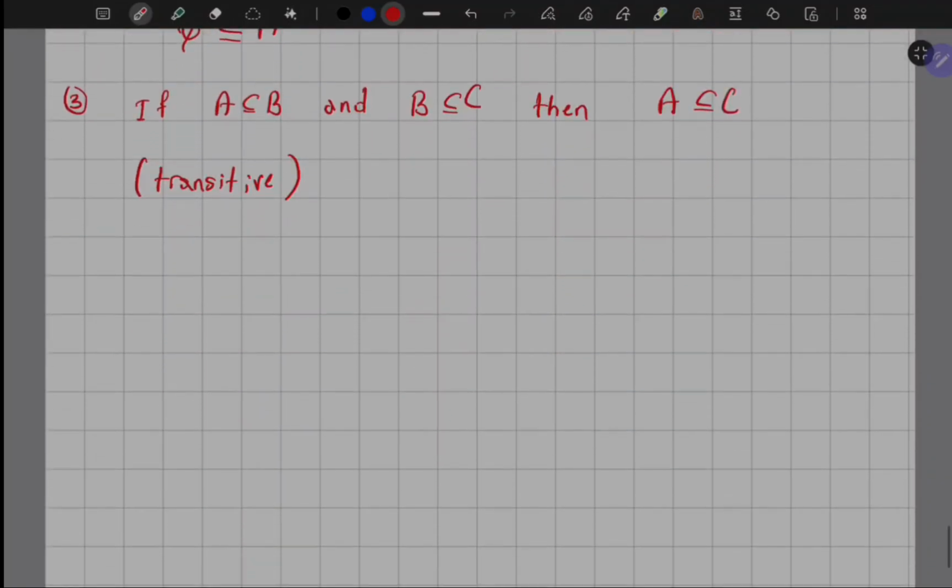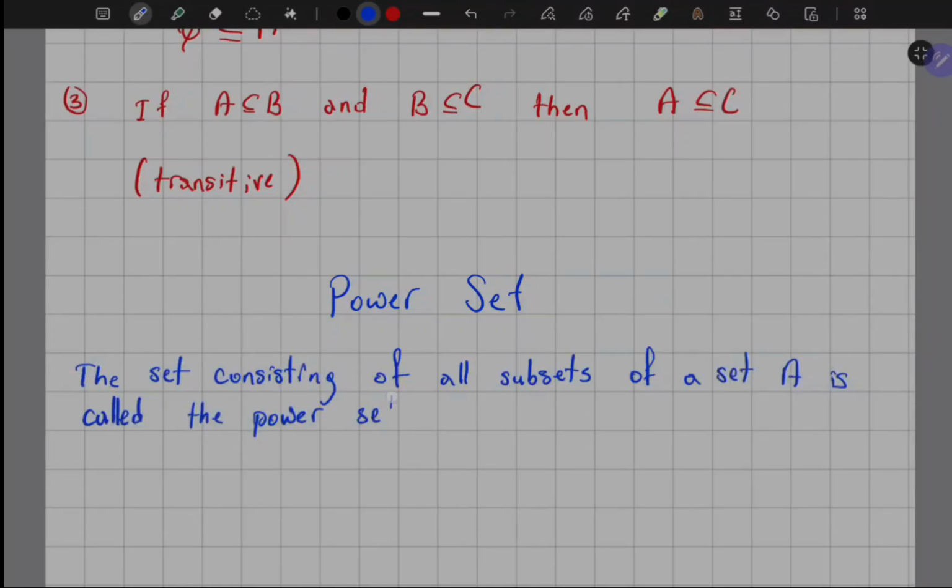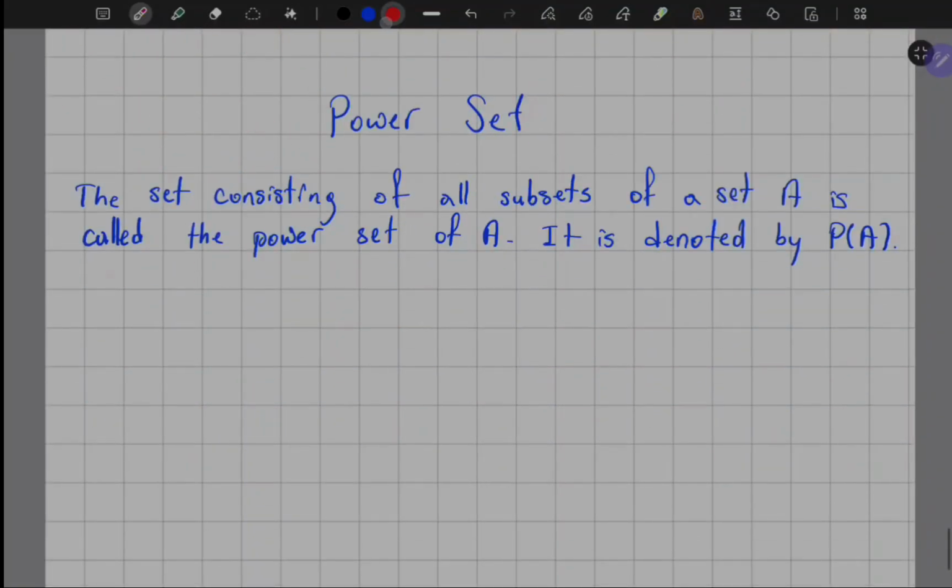Okay, now let's see a power set. The set consisting of all subsets of a set A is called the power set of A. Let's write this definition. And it is denoted by P of A. Okay, let's write an example. We'll continue with example 3.